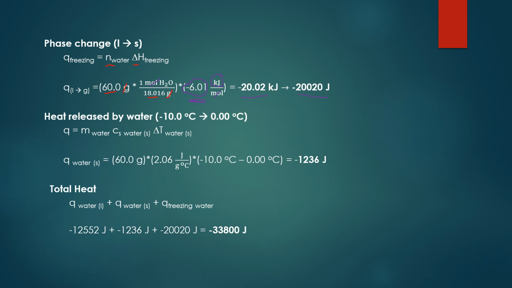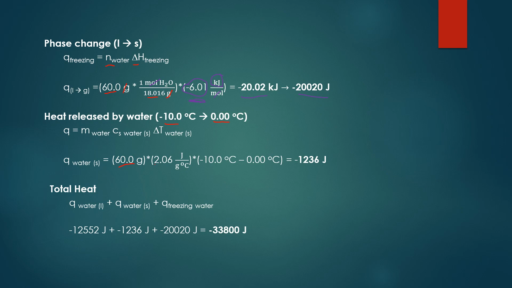Last step is that last diagonal line where there's a temperature change. So this is when water is in a solid form. So our initial temperature for the water was 0 degrees. That's why it was a solid. And it's being cooled down to negative 10. So since there's a temperature change, we're using Q is equal to mc delta T. Plugging in our values, we still are using that 60 grams of water. The amount did not change.